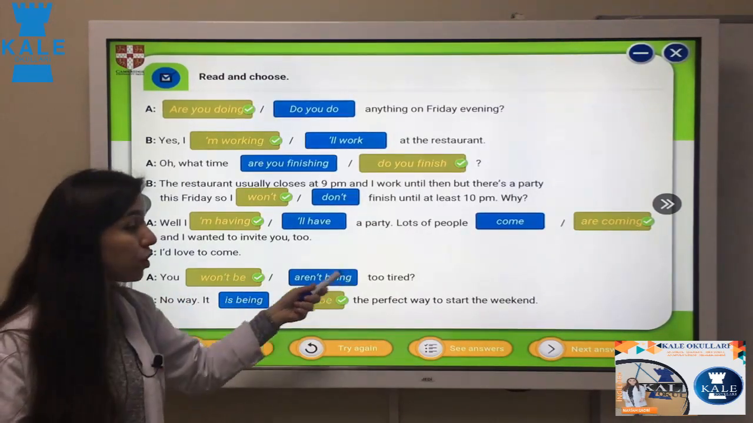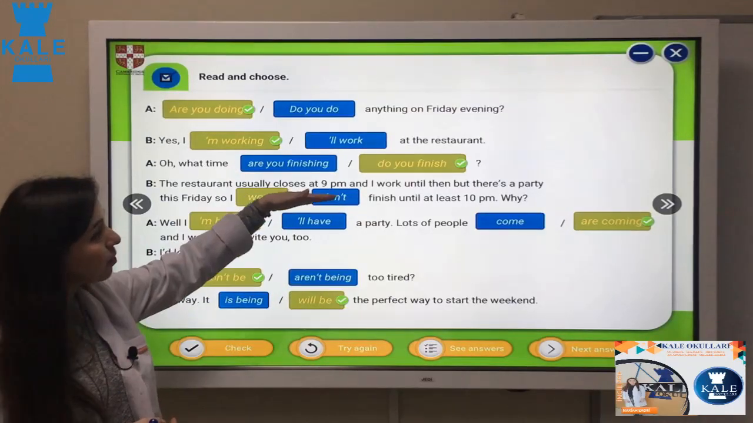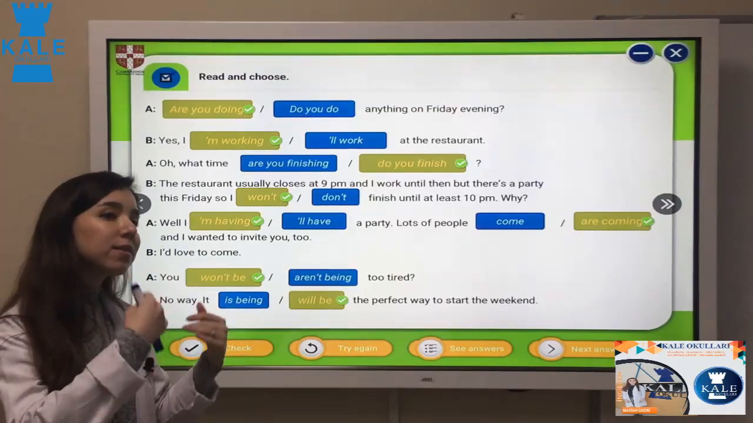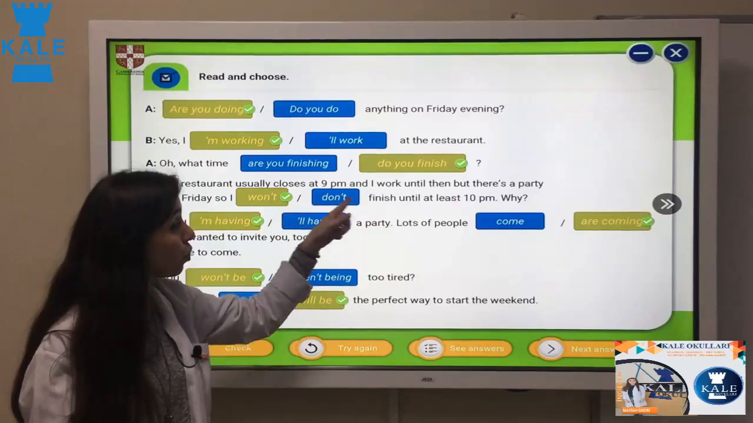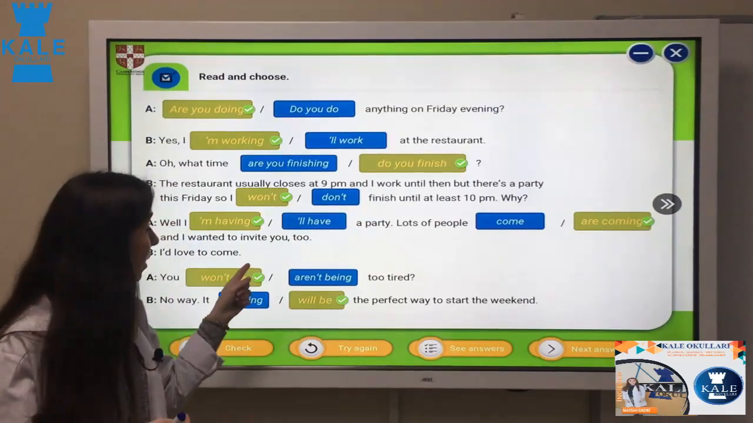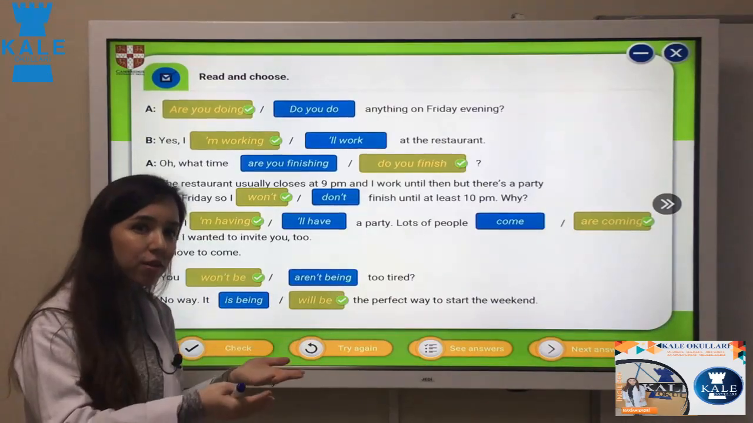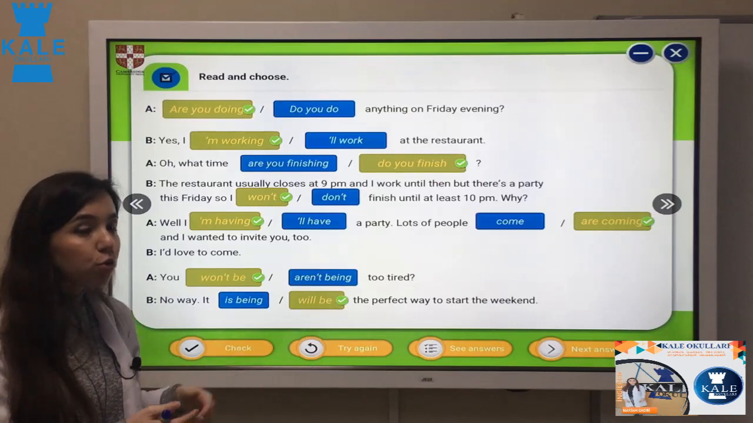You won't be too tired. Why do we use won't be here? Because here it explains: I work at this time, I will finish at this time. There is a party. Maybe it won't finish until at least then. So because of that, here it says you won't be too tired. You are going to do lots of things. Maybe you will be tired. You won't be too tired.